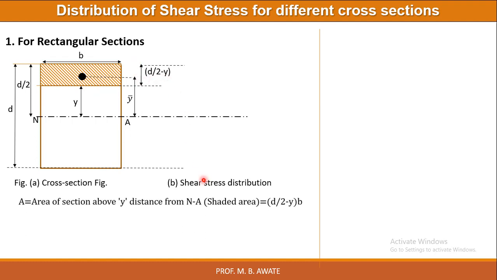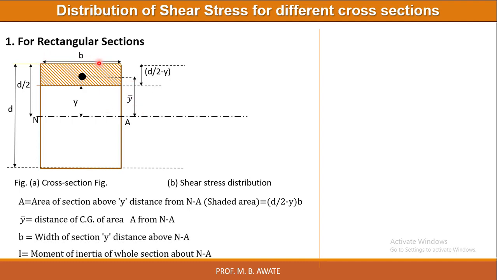So here A is the area of the section above y distance from the neutral axis, just now we have seen, which is shown by the shaded area. And if at all I want to calculate this area, it is the product of distance B into this particular height, d by 2 minus y, and y bar is the distance of CG of area A from the neutral axis. B is the width of the section at a distance y from the neutral axis. So this is the width of the section. This section is at a distance y from the neutral axis. And I is the moment of inertia of this entire section about the neutral axis.